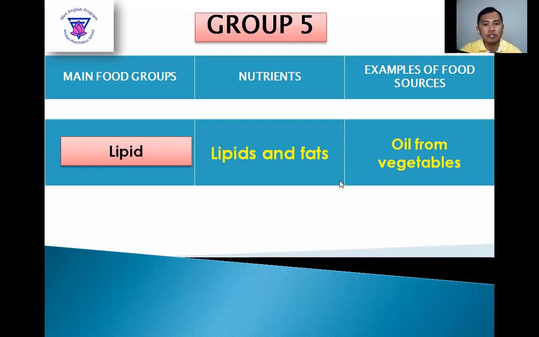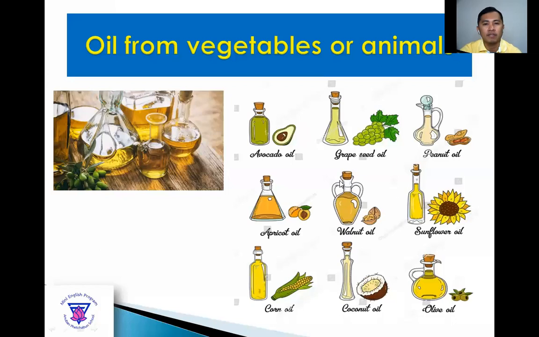Let me show you some pictures here. These are the oils from vegetables or animals. So guys, remember we can get oil from vegetables, and also from animals too. So these are some examples here. We can get oil from avocado, grapeseed oil, peanut oil, apricot, walnut oil, sunflower oil, corn, and what is the other one? Olive oil and coconut.